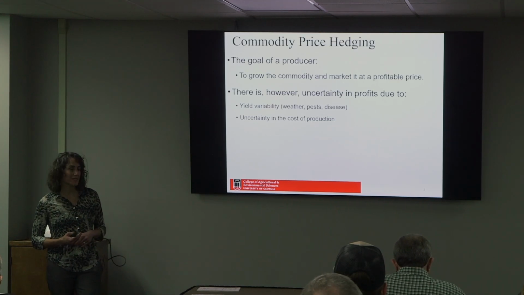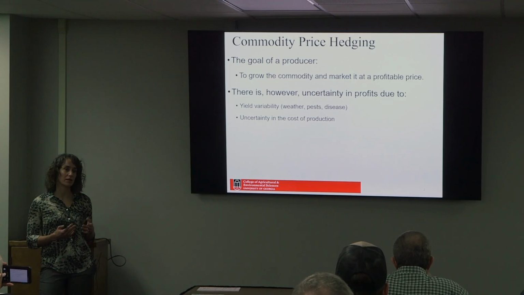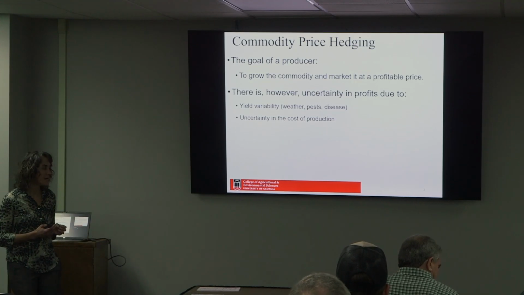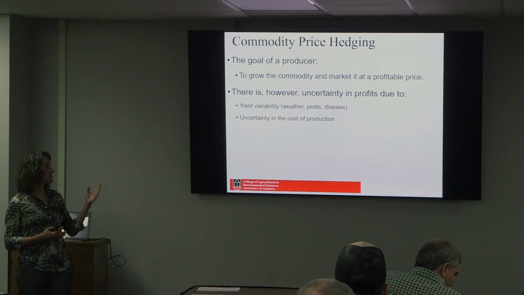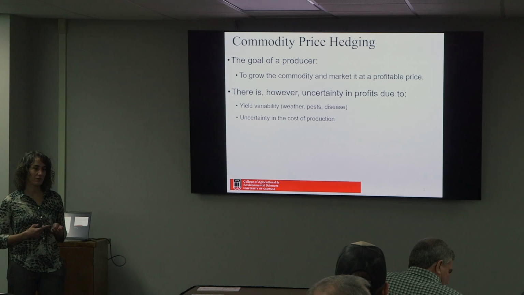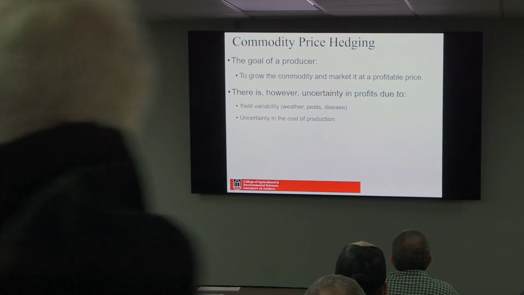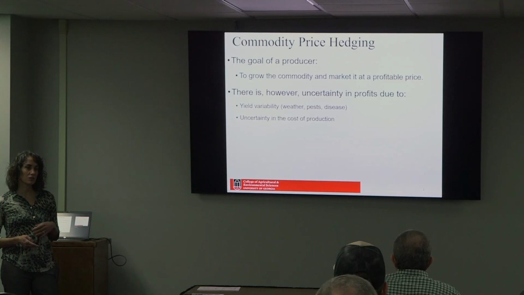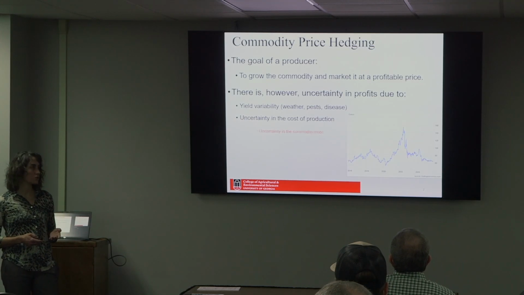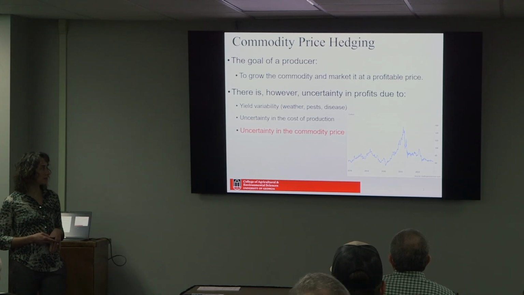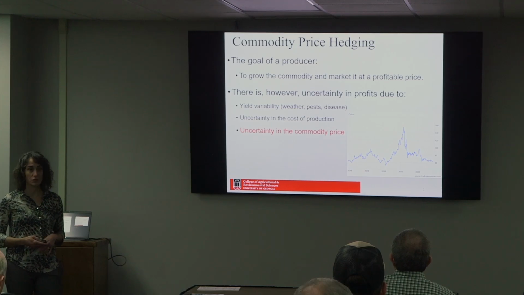So as we know, the goal of a producer is to grow the commodity and market it at a profitable price. However, there is uncertainty in the profit because of yield variability. The weather, pests, or disease will affect the yield. There's also uncertainty in the cost of production. But today we are going to focus on the uncertainty in the commodity price. As you can see, these are cotton prices over time, and how they fluctuate.